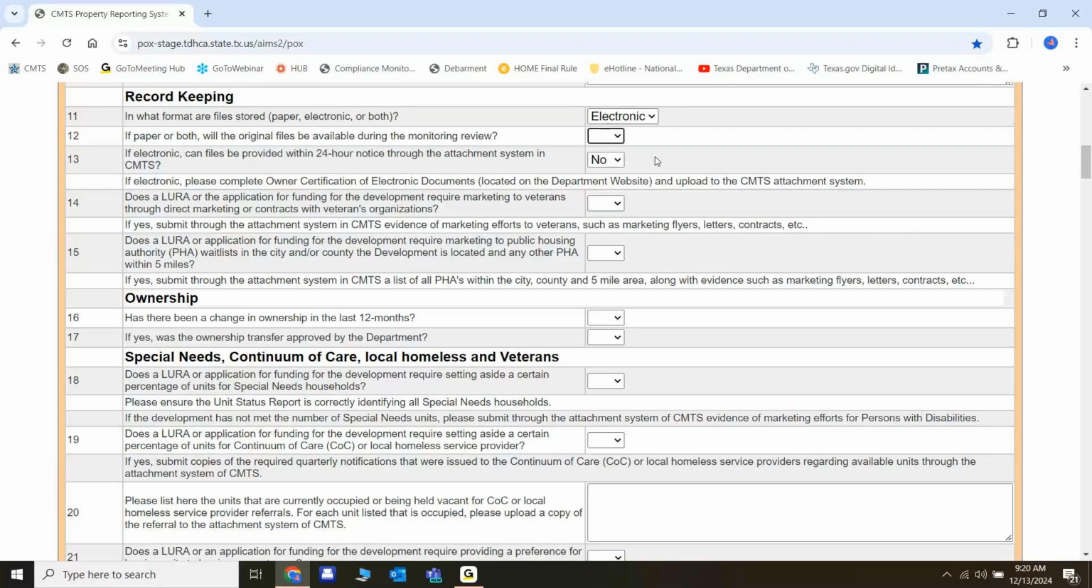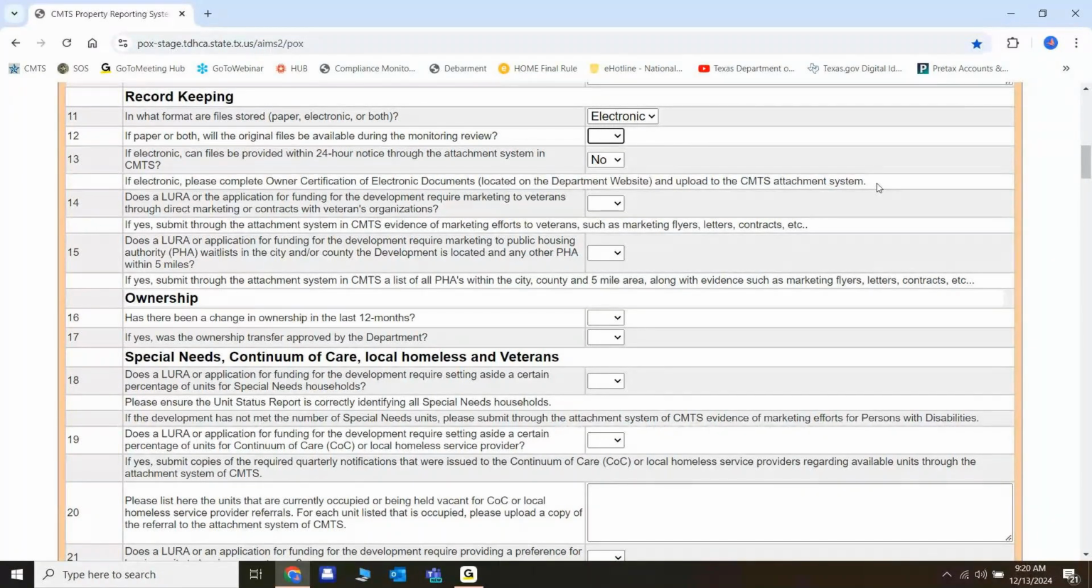So we're good. If you are electronic, we also have a new form on our website, and Kara will probably be able to put that attachment or a link to this form into the chat box. If you are electronic, we are going to require that the owner certify that everything is electronic, and this must be completed by the owner. It cannot be completed by the management company. We've had situations where people have told us they're electronic and they're not.